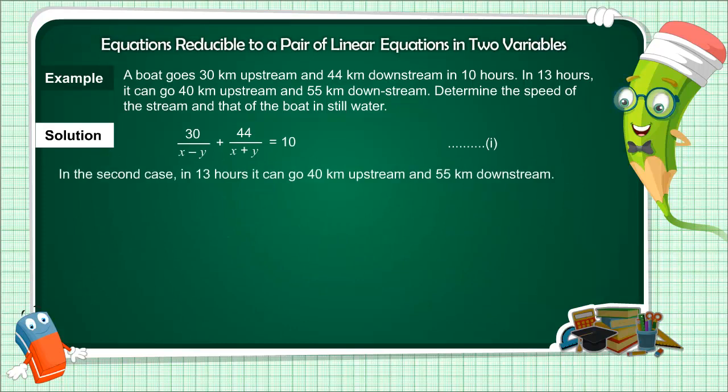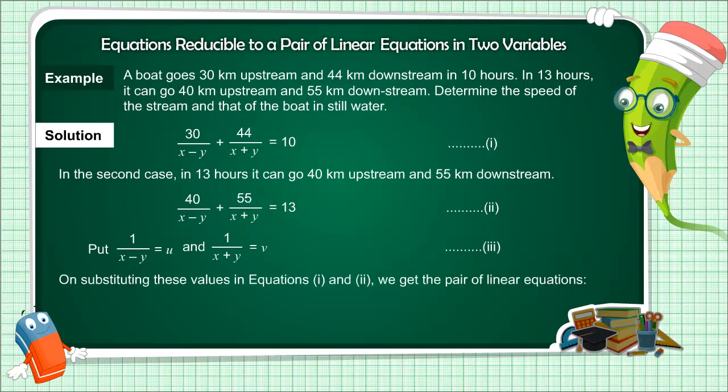In the second case, in 13 hours it can go 40 kilometers upstream and 55 kilometers downstream. We get the equation 40 by x minus y plus 55 by x plus y equals 13. This will be our second equation. Let's put 1 by x minus y equals u and 1 by x plus y equals v. On substituting these values in equations 1 and 2, we get the pair of linear equations.